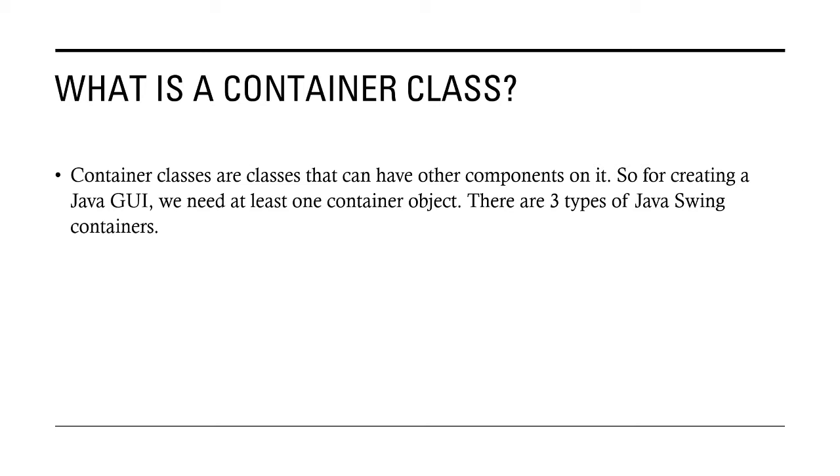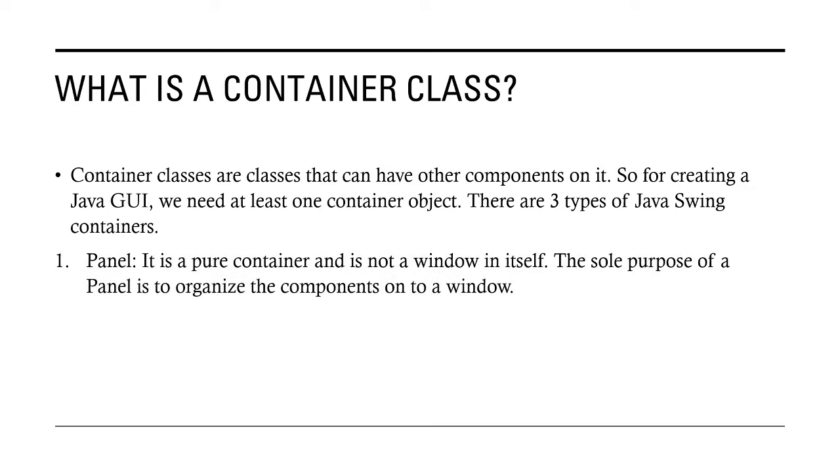For creating a Java GUI, we basically need to have one container object. So these are the three types of Java Swing containers. First, we can contain the objects into what we call panel or JPanel in Swing. It is a pure container and it's not a window in itself. Its sole purpose is to organize the components onto a window. So that means panel is still a container, but it cannot run or execute itself. It needs to be added into an executable window.